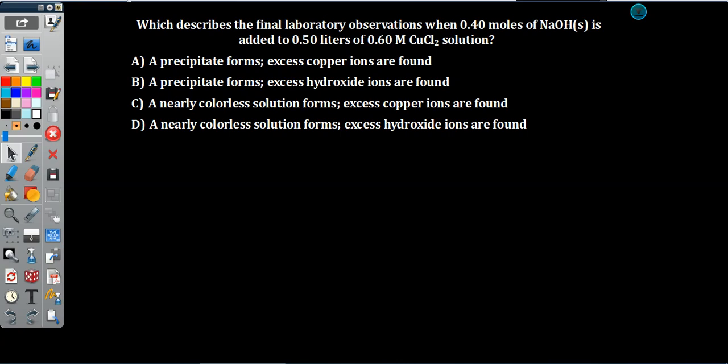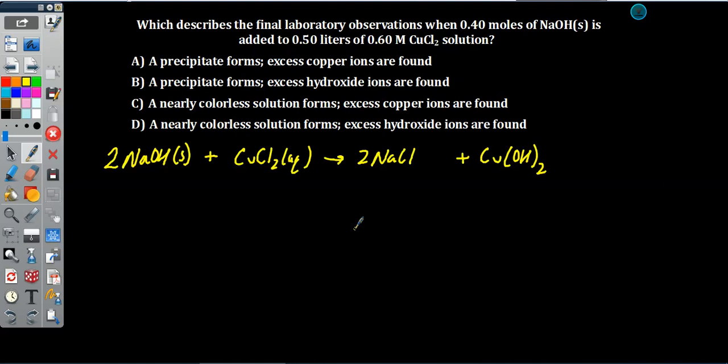First, with all types of stoichiometry problems, we need to have a balanced chemical equation. So I'm going to do that first. Boom. Okay, so the first part of this question is really getting you to think about solubility rules. Do you know how to use the solubility rules to figure out whether or not you formed a precipitate?